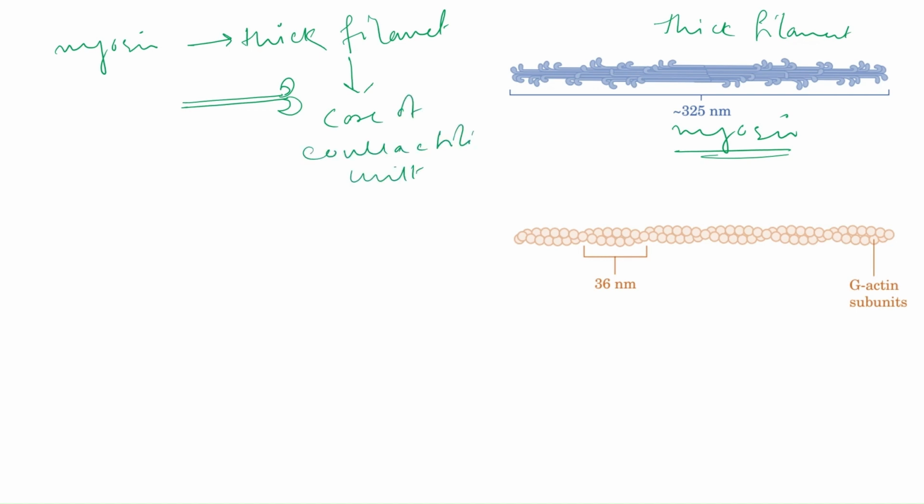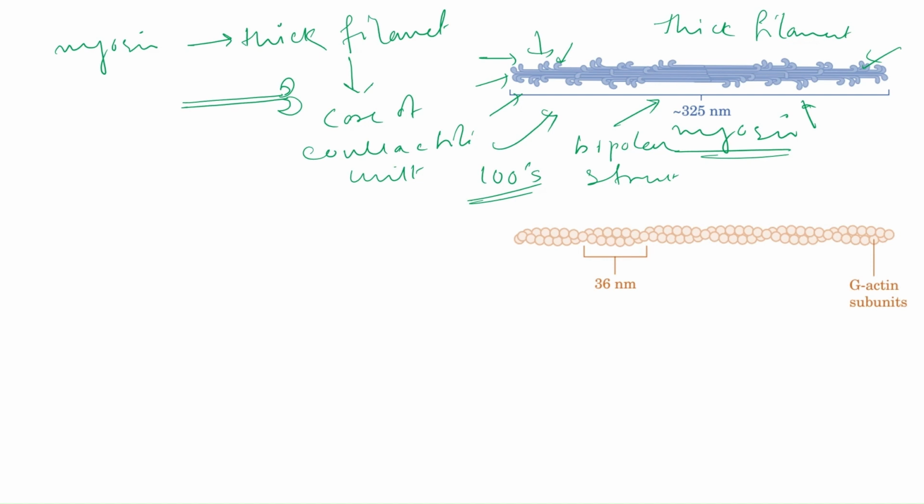Now to form such a thick filament, hundreds of myosin molecules are arranged and they form a long bipolar structure. The structure, as you can see in blue, is known as a long bipolar structure. And what else can we see? These globular heads are projecting outside. Everywhere you can see these globular heads projecting in either direction in a regular manner.